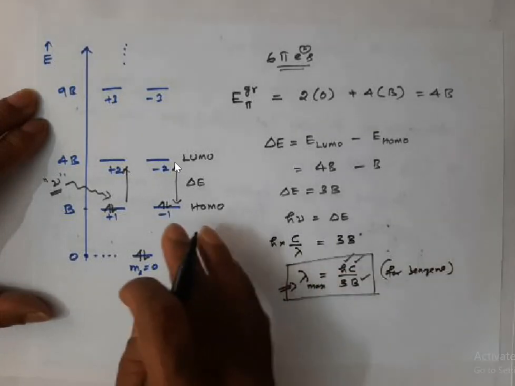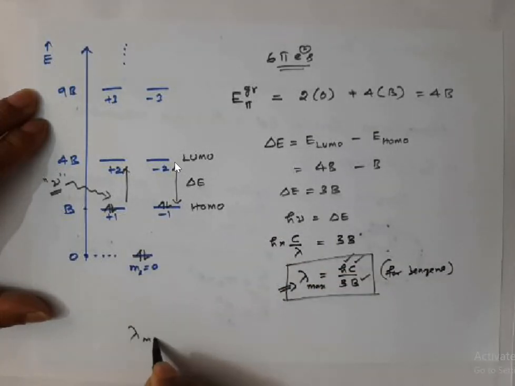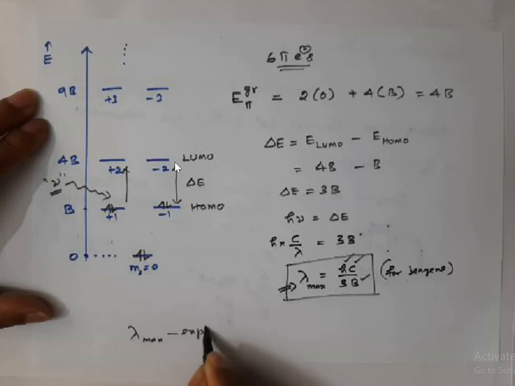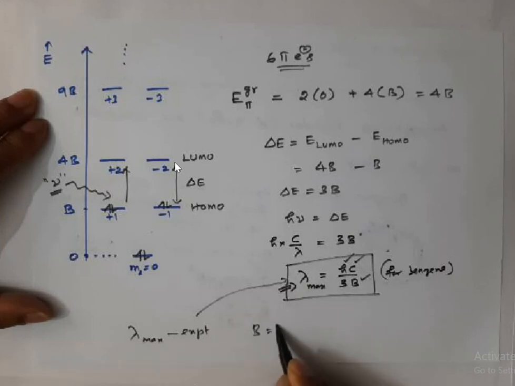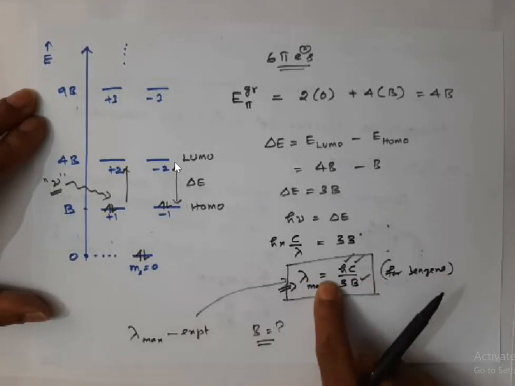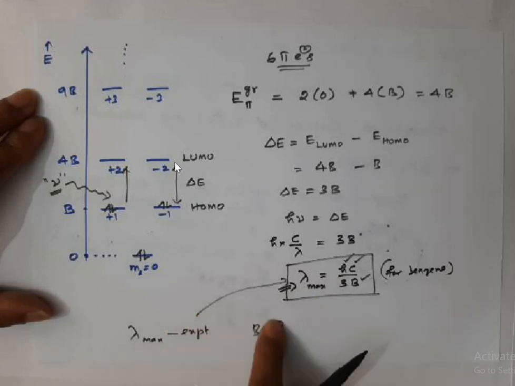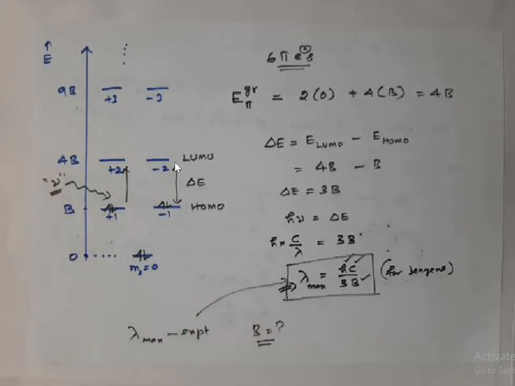Alternatively, you can find lambda max through experiment. Experimentally you measure lambda max, substitute that value here, and calculate the value of B, the rotational constant. So by knowing B you can calculate lambda max, or by knowing lambda max experimentally you can calculate B. From the B value, you can find the bond length of the benzene molecule. This is the application of a particle on a ring system.